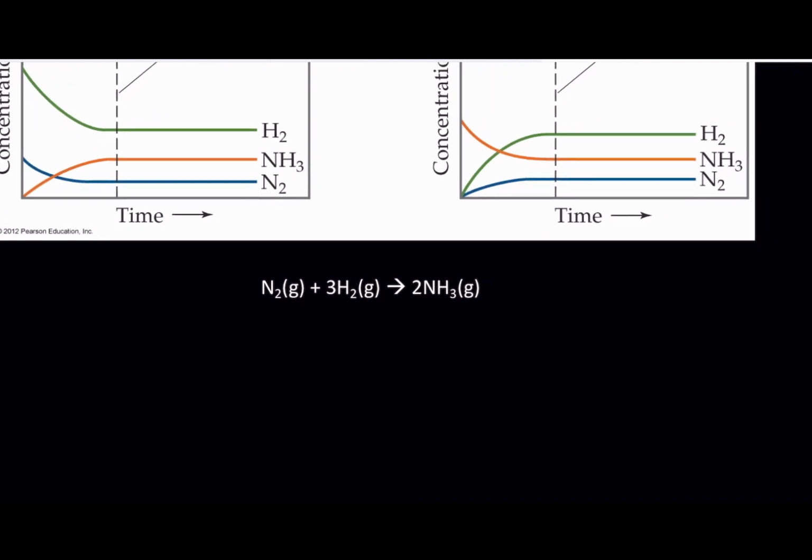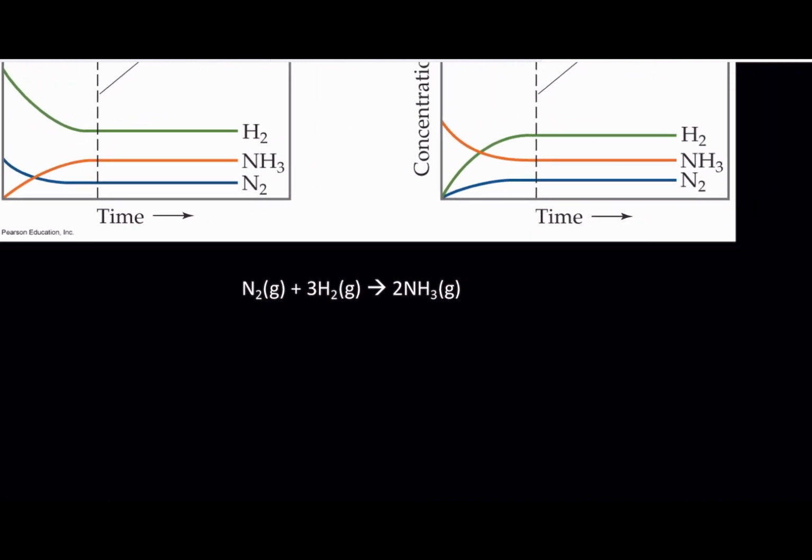So for this reaction down here, we know that K is equal to products raised to their coefficients. So NH3 to its coefficient over N2 raised to its coefficient. Oh, it doesn't have one. And H2 raised to its coefficient. And that's our K expression.